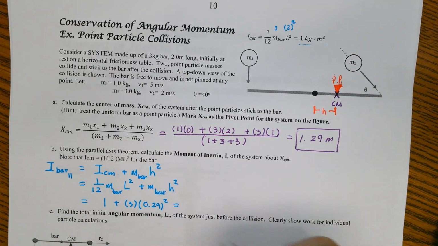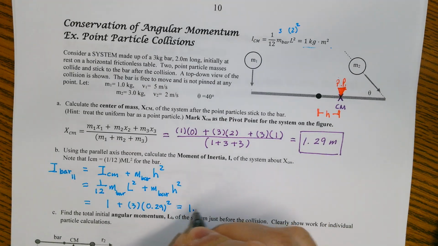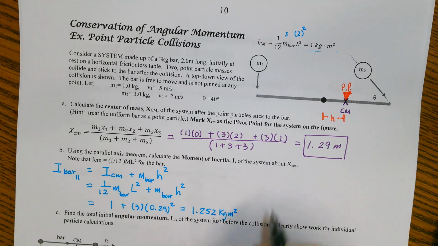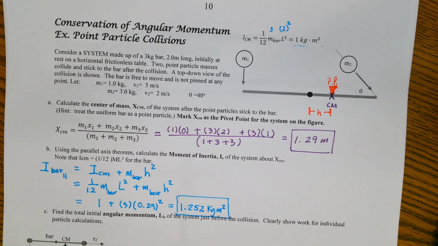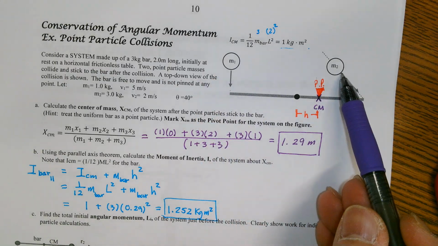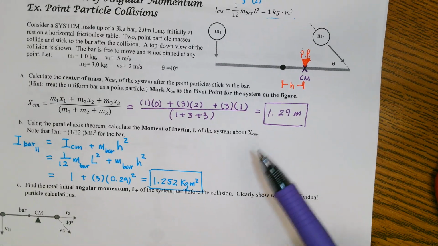So if you work this out, you're going to get 1.252 kilograms meters squared as your moment of inertia for the bar. Okay, but that's not the only thing we have, right? We also have these 2 point particles.